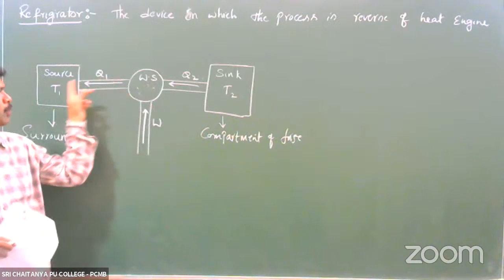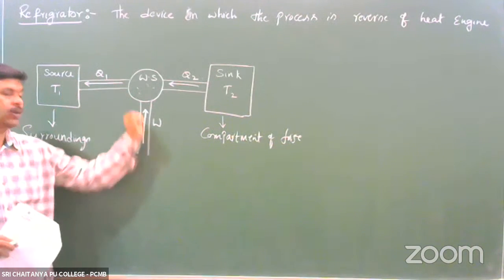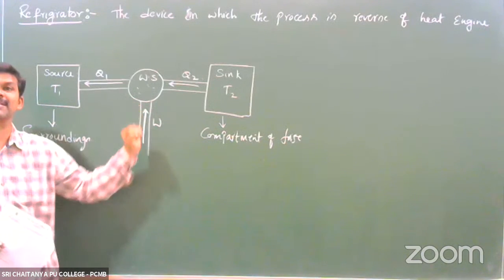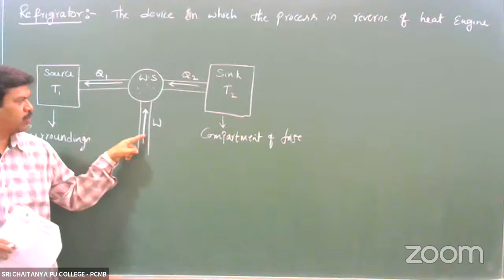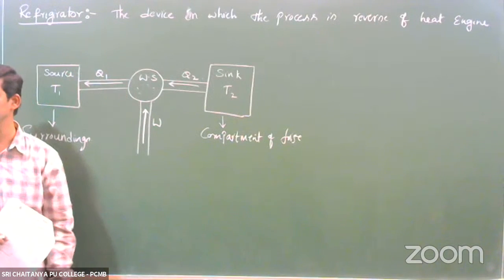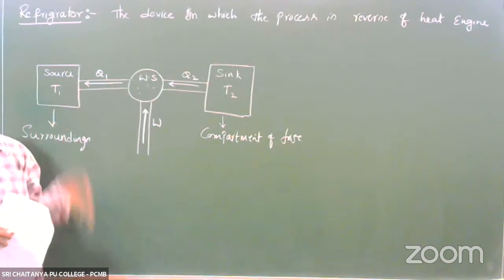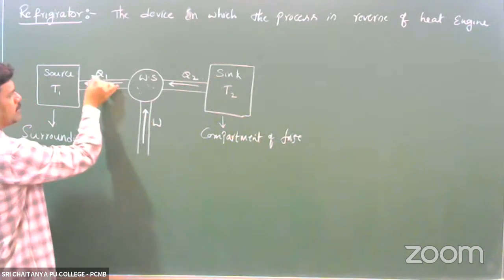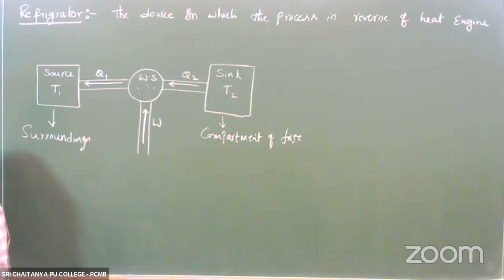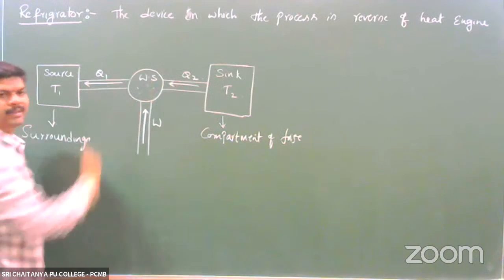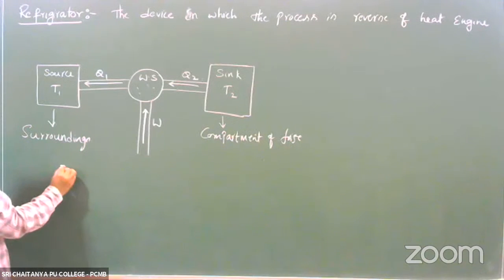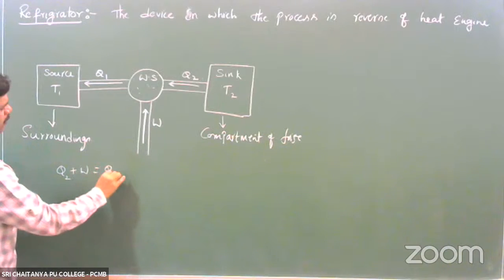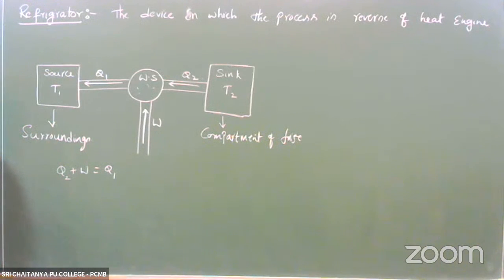But heat cannot flow by itself. That is why we use a compressor. To use a compressor, you must compress. Compress means you should do work. So work is done on the working substance, right? It gives out heat. Q2 plus W is equal to Q1. Can I write this? This Q1 is greater than this Q2. So from here, Q2 plus W is equal to Q1.